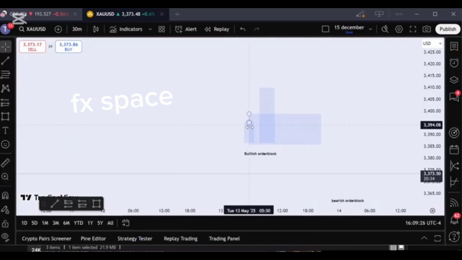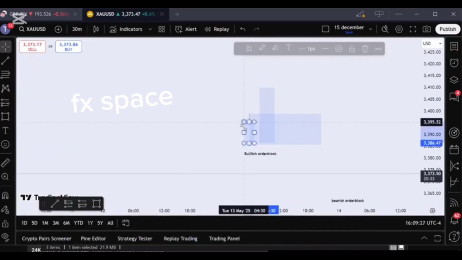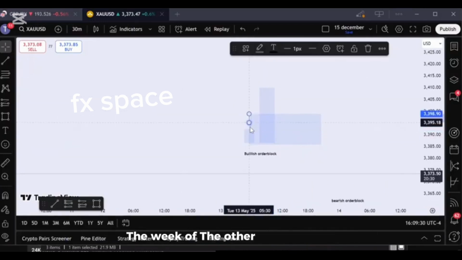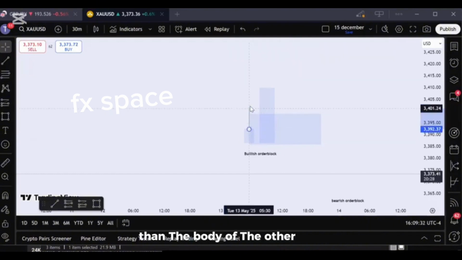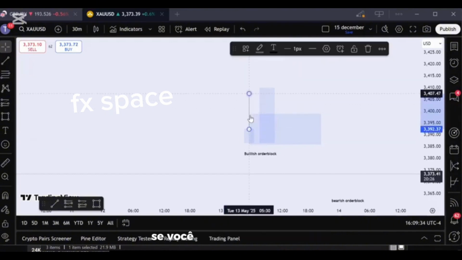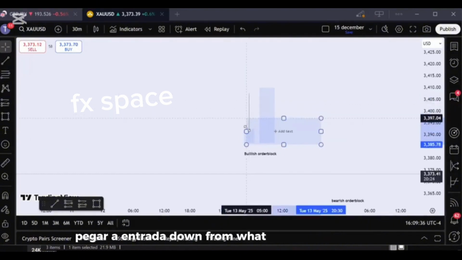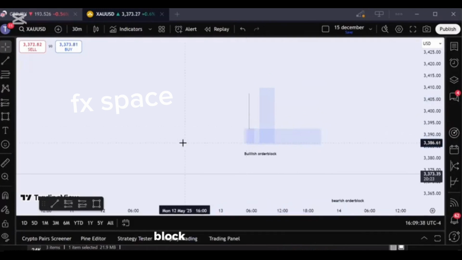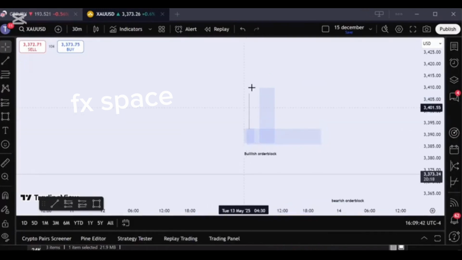But in a scenario where the body of the order block is really small, let's say it's small like this, and the wick of the order block is longer than the body, if you want to pick your entry, you pick your entry down from the body of the order block. That's if it has wicks. If the wick is very small, you pick your entry from the wick. If the wick is longer than the body, then you pick your entry from the body of the order block. Are you guys following me?